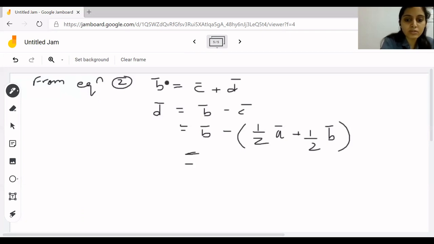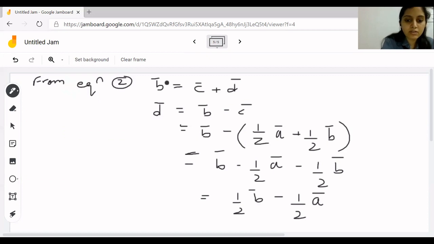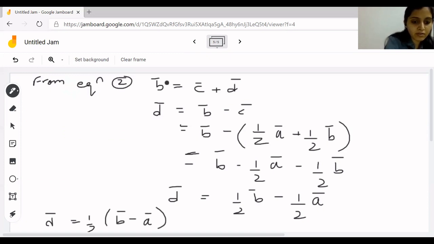Which is equal to B bar minus half A bar minus half B bar. So B bar minus half B bar is half B bar minus half A bar, D bar. So finally we have D bar as half into B bar minus A bar. So we've expressed D bar in terms of A and B. Similarly, C bar we already got, and D bar is equal to half of B bar minus A bar. Clear? This is how you substitute one in terms of the other.